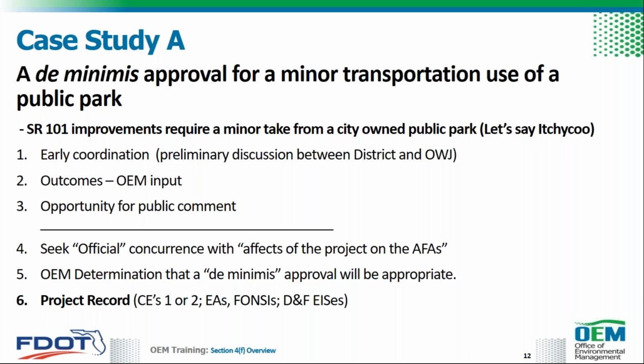And I'm going to start with a de minimis. We're going to have 3 case studies. This first one's going to be a de minimis approval for a minor transportation use of a public park. We wanted to pick some of the most straightforward situations we could that could also bring in some additional considerations. Now, you will recognize most of the points on this from what Matt already showed you, but I'm going to put it in the context of a project. So there's a couple of break points in here that I want to emphasize.